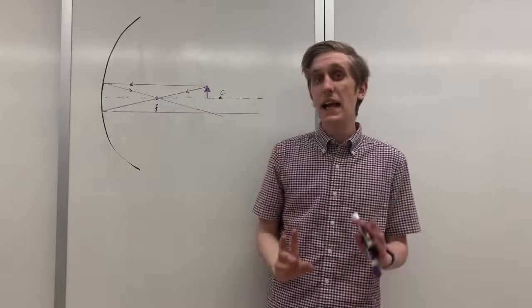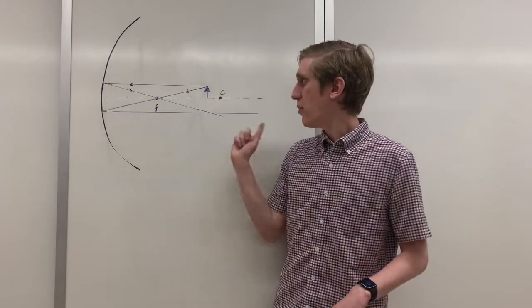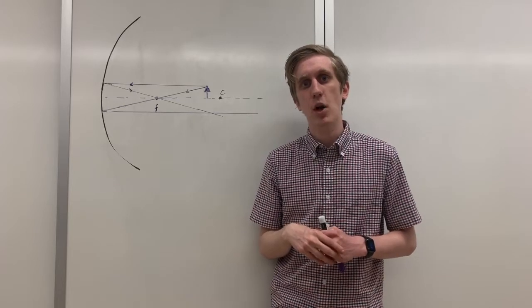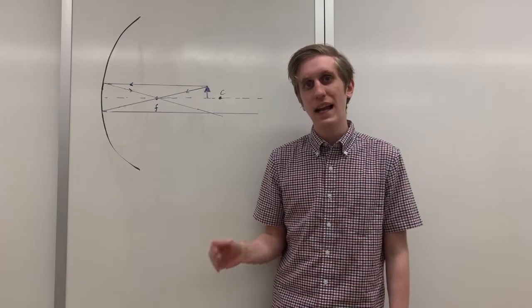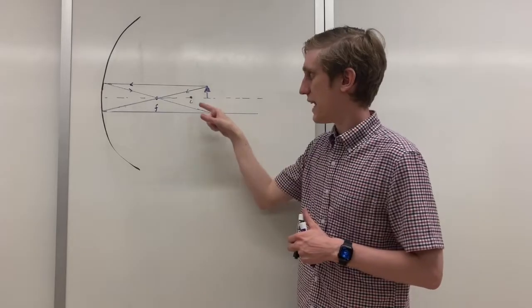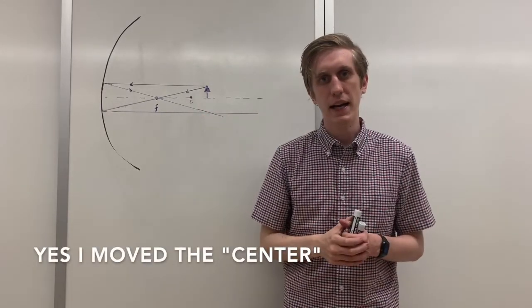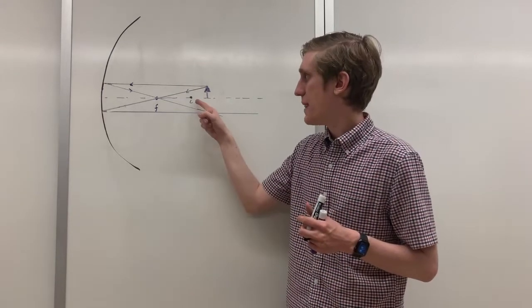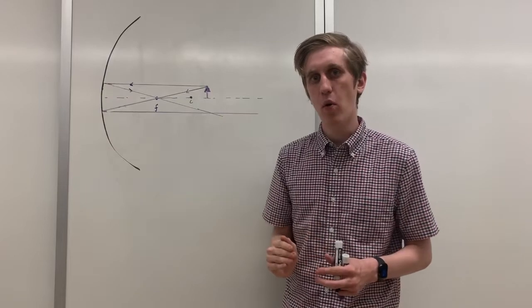Because this is a spherical mirror, there is a point that all points on the mirror are the same distance from, just as the center of a circle is the same distance from all points on the circle. Let's say the center of the circle is right here. Let's see what happens to a light ray that passes through this center point.